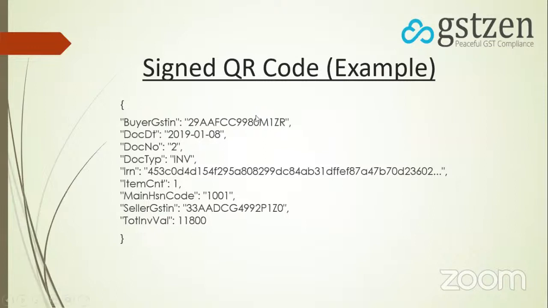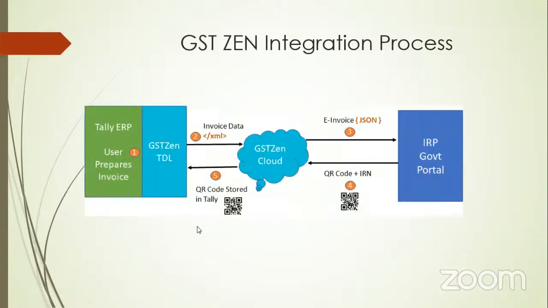It will give you the buyer GST number, document date, document number, document type, whether it's an invoice, debit note, credit note, IRN, how many line items it contains, the main HSN code, seller GST number, and the total invoice value. So it will give you only the main details, not the total information.